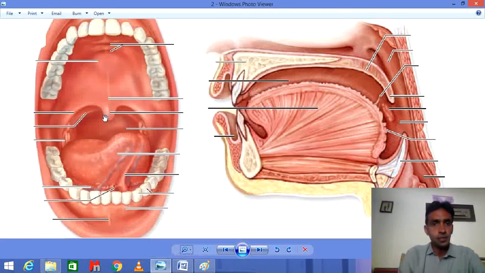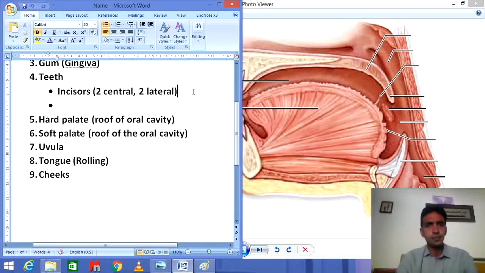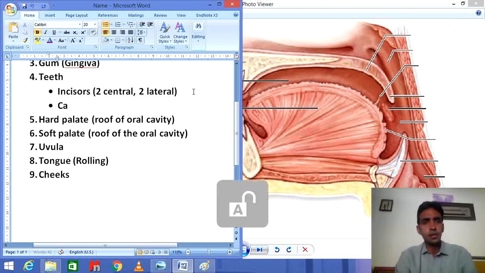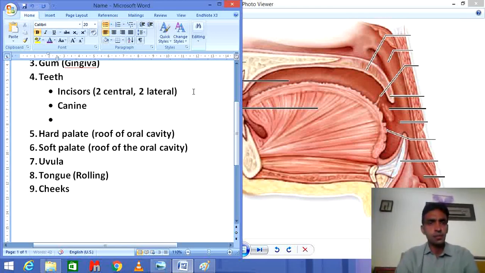These are incisors. The two central incisors are big and large, and there are two lateral incisors. This one is a lateral incisor, this one is a lateral incisor, and this is a central incisor. Similarly, this is a central incisor, and these two are lateral incisors. After the incisors, this tooth and this tooth are called canines. That represents the teeth just like an animal's.